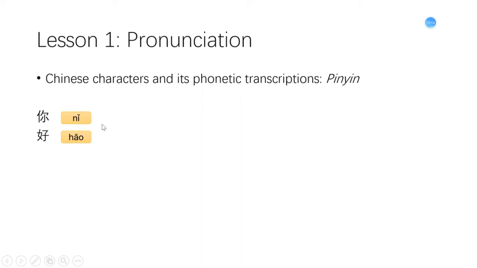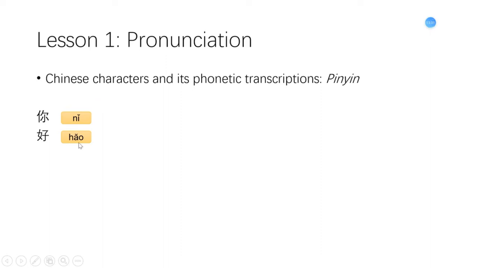It's kind of a syllable. A Pinyin is a syllable, right? And it's a very basic unit of Chinese pronunciation. And this one is read as ni, and this one is read as hao. So together it is ni hao.